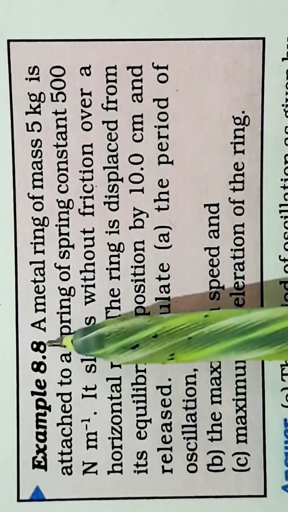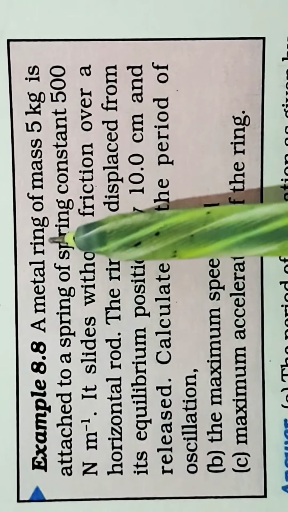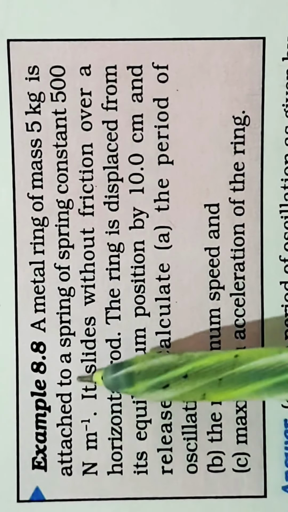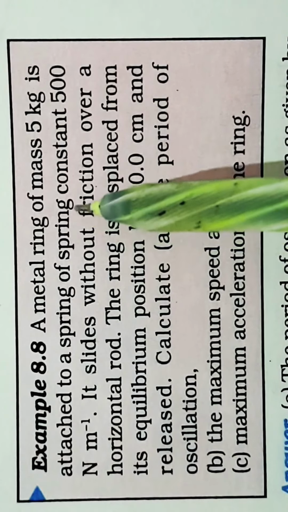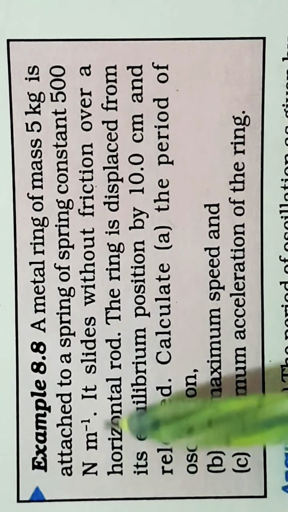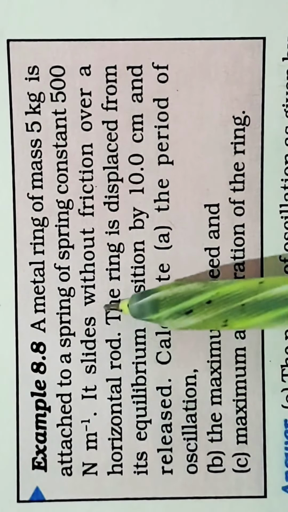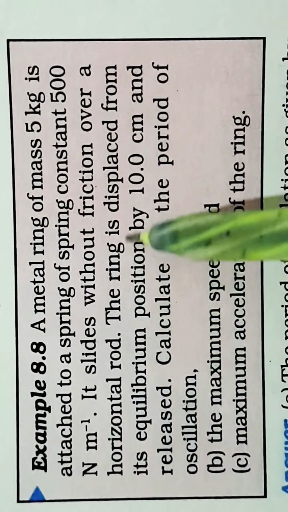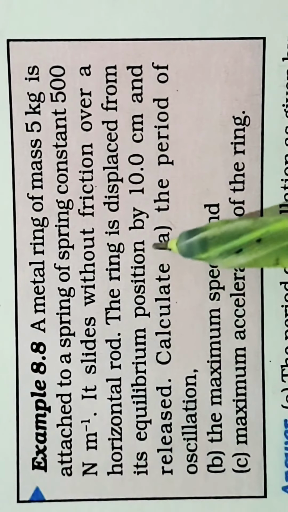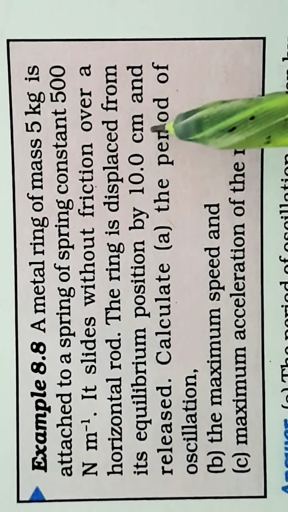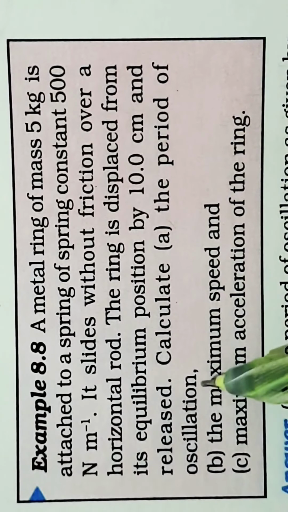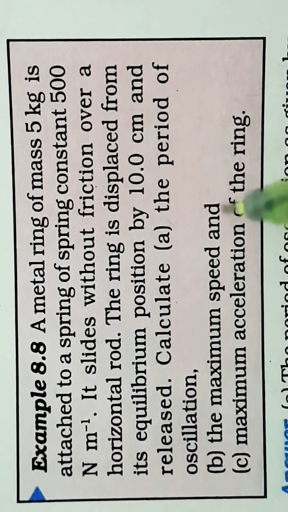Example problem 8.8. A metal ring of mass 5 kg is attached to a spring of spring constant 500 Newton per meter. It slides without friction over a horizontal rod. The ring is displaced from its equilibrium position by 10 cm and released. Calculate the period of oscillation, the maximum speed and maximum acceleration of the ring.